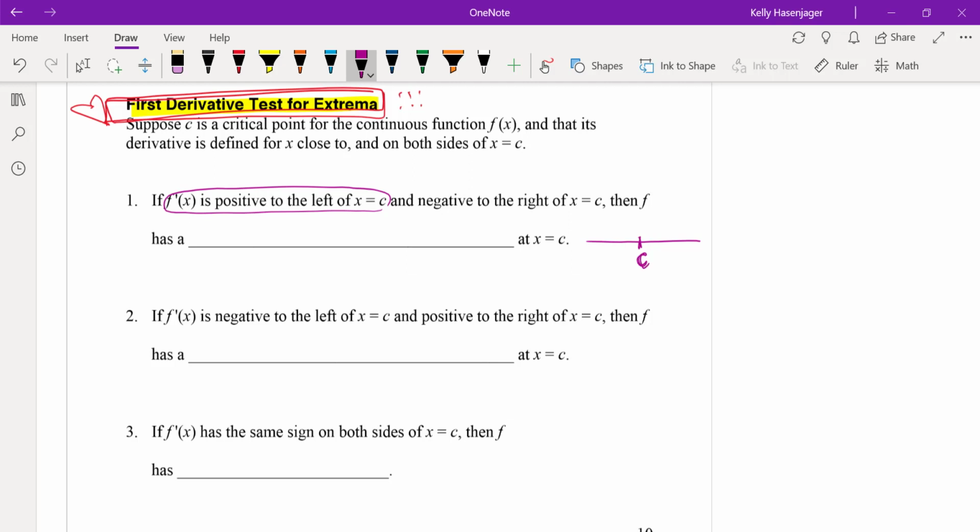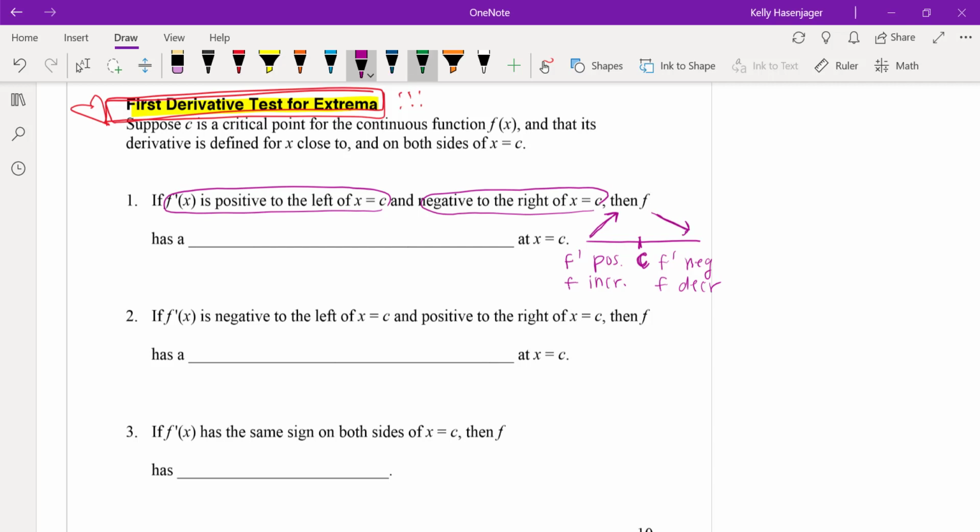So let's graph our critical point, kind of like a chart. And then on the left-hand side of our critical point, we're told that the derivative is positive. So if the derivative or slope is positive, that tells us the original function is increasing. Then it also tells us that the derivative is negative to the right of our critical value. So on the right-hand side, we have a negative derivative, which tells us that our original function is decreasing. Because if the slope is negative, we're decreasing.